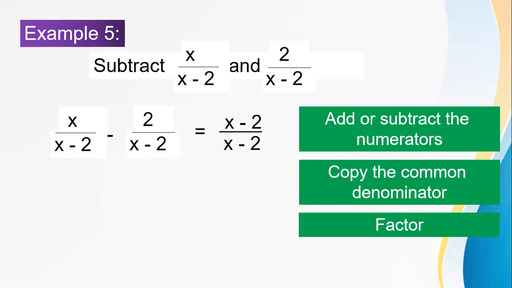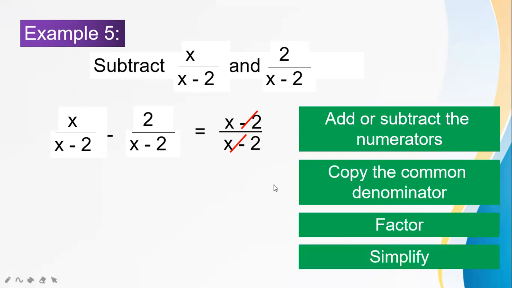Then factor, so no need to factor. Then cancel the common factor, so cancel x minus 2, then x minus 2. And therefore, simplify, we have 1. So simplify 1, because x minus 2 divided by x minus 2, the answer is 1.